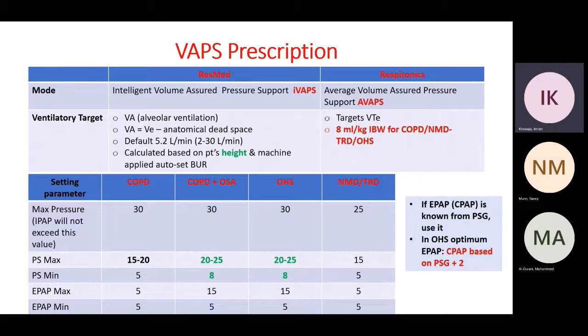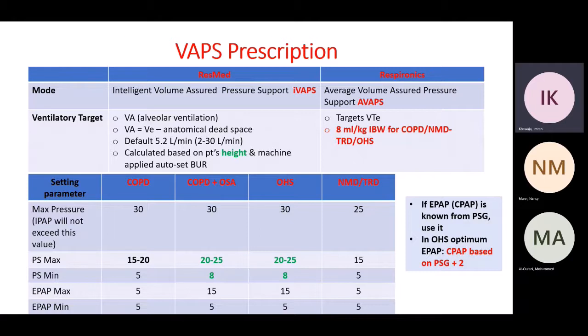So the one that you're using here, either in the inpatient or outpatient settings, is the Philips Respironics Trilogy, which is the AVAPS. Okay. So you will choose your target, which is the expiratory tidal volume.